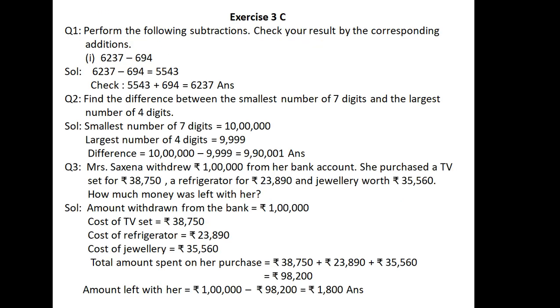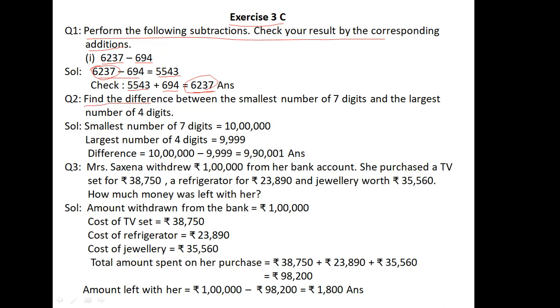Exercise 3c, question number 1. Perform the following subtractions. Check your result by the corresponding additions. So the first one, 6237 minus 694. When we subtract these two numbers, the result will come 5543. Now we have to check. So 5543, when I add 694 to this number, it will come 6237. So 6237 and 6237 both are same. So subtraction is correct.